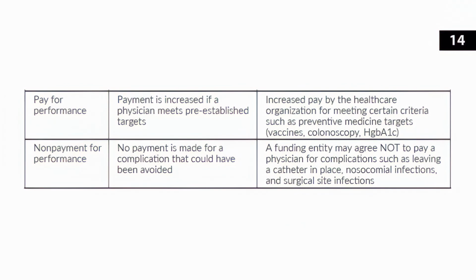So the healthcare organization pays you more if you're meeting certain criteria, like vaccinating a certain percentage of the patients, or making sure they get their colonoscopies, or checking hemoglobin A1C in all of the diabetics. Non-payment for performance is where they don't pay you if your patient has a complication that could have been avoided. So not only is there an incentive to do well, now there's a disincentive to do poorly. Pressure sores acquired during a patient stay would be an example of an avoidable complication.